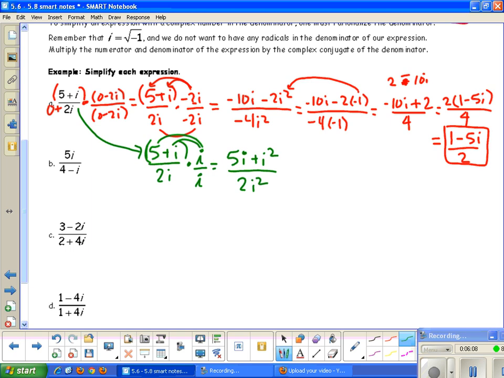And notice that gets rid of the i in my denominator because i squared is negative 1. So I have 5i plus negative 1, or minus 1, over 2 times negative 1, because that negative 1, remember, is the i squared. If I rewrite it, I have negative 1 plus 5i over negative 2, and these answers right here are really the same, because remember, we don't usually like to have the negative in the denominator, so if you change all the signs in your numerator, then you can change also the sign in your denominator, which is 1 minus 5i over 2.